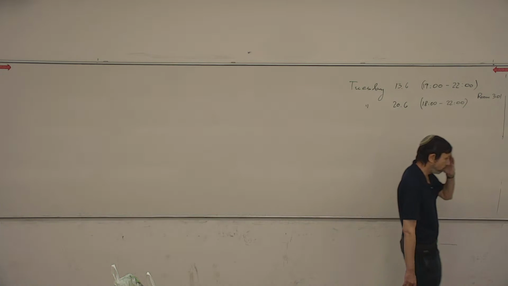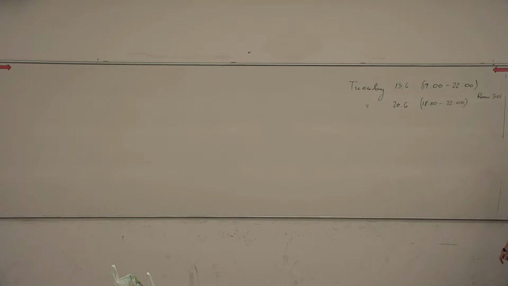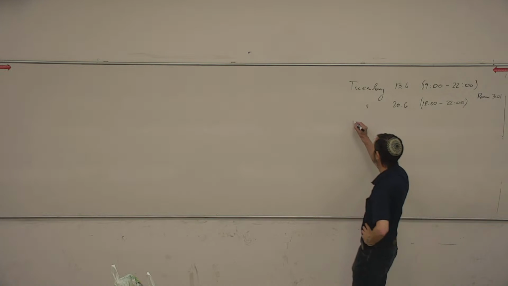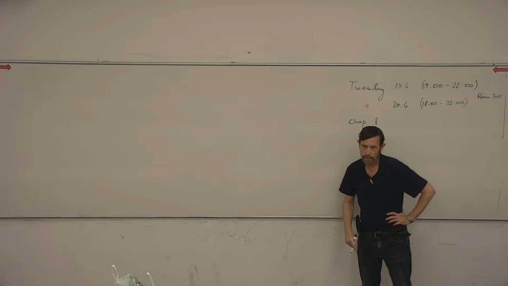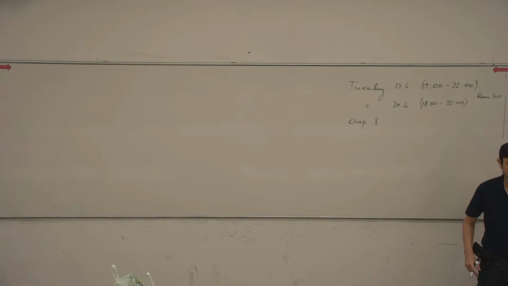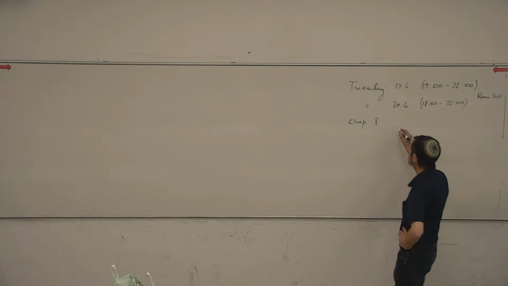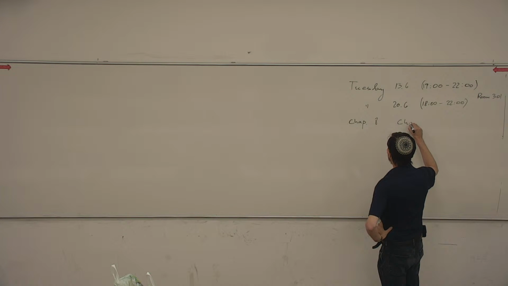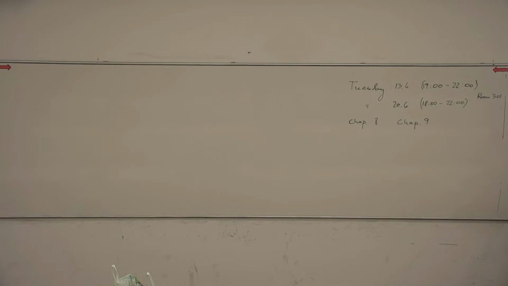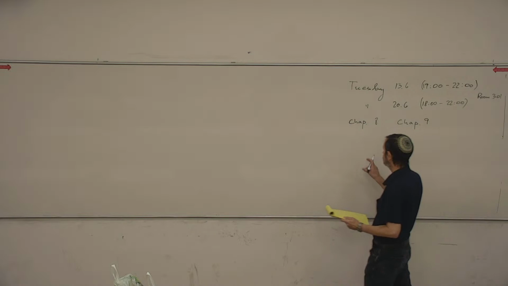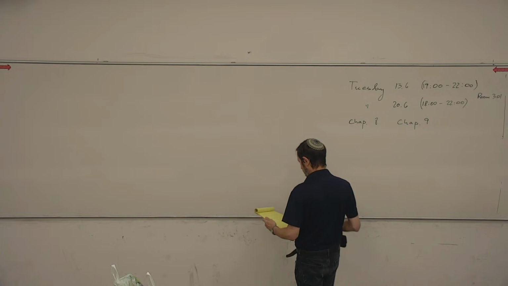So what we are doing today is finishing some tidbits out of chapter 8 in Ashcroft, and moving on to the nearly free electron description of chapter 9. Let me rewrite the Fourier transform of the Hamiltonian.